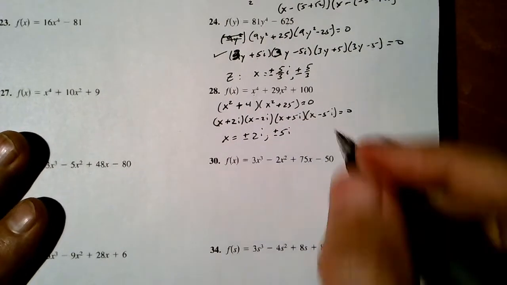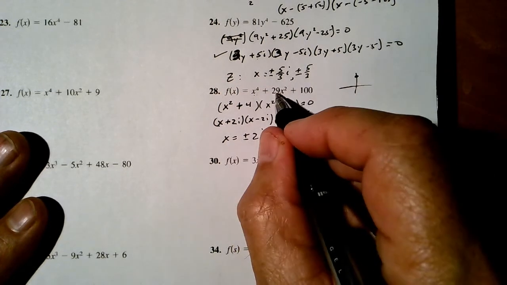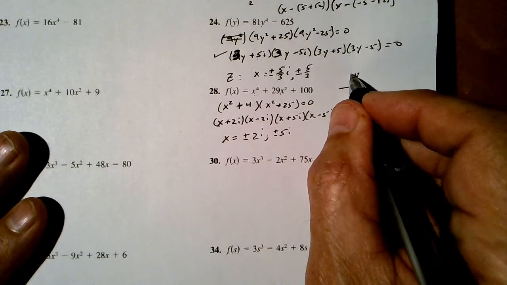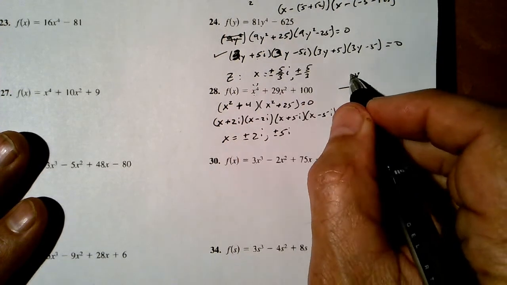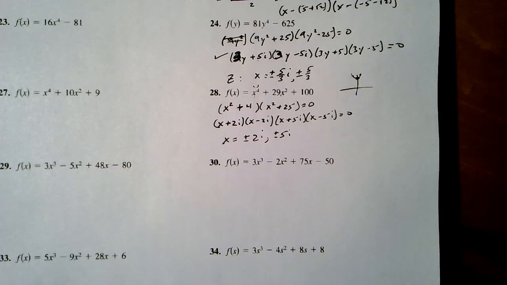Can that be possible? Well, let's see. This graph would be up at 100, going up really steep, and going up again. So yeah, it just starts up and just goes up. So there's no real zeros. We can't see these, but there are 4 imaginary zeros, as we knew there should be.